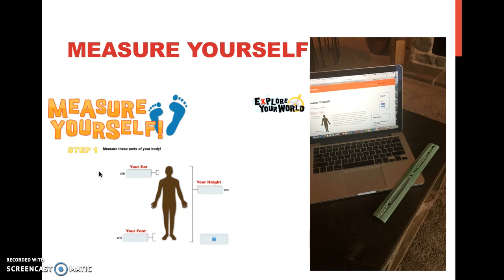Fortunately for this activity, there's very minimal materials required. At some point, they will need to be able to access a web page. Other than that, they will need something to collect their data if they do not have the computer readily available, as well as a measuring utensil. I used a ruler. You could use a meter stick, tape measure, anything that would work. They will be required to measure their ear, their height, and their foot.